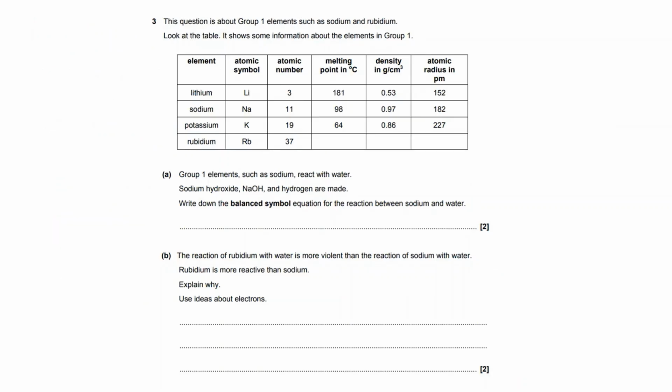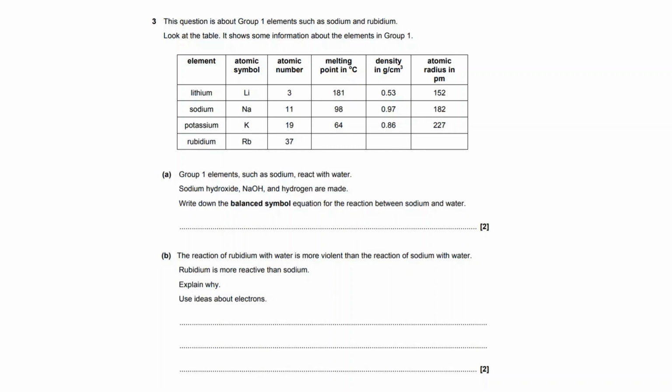Right, this question is about group 1 elements such as sodium and rubidium. Look at the table, it shows some information about the elements in group 1. So there the table is. Group 1 elements such as sodium react with water. Sodium hydroxide, NaOH, and hydrogen are made. Write down the balanced symbol equation for the reaction between sodium and water.